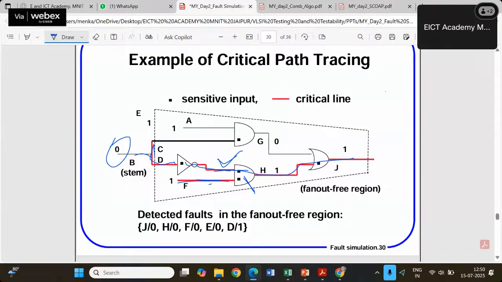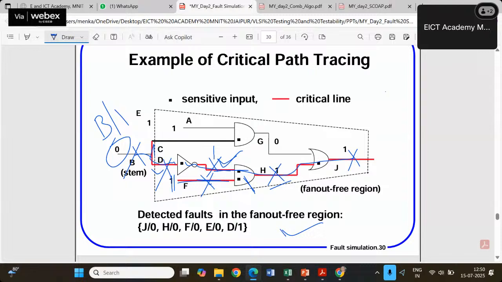Okay, now if you are only considering stuck at 1. So for B stuck at 1, there can be two critical paths. Our job is to push that particular fault. Okay, what is our job? This is the input. The fault can be anywhere. For example, the fault is here.